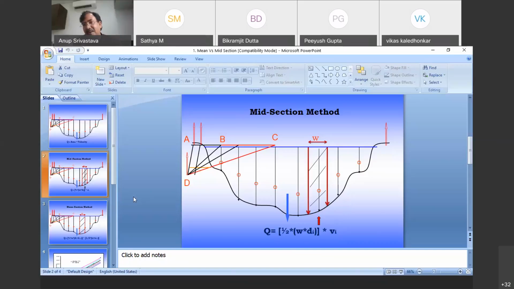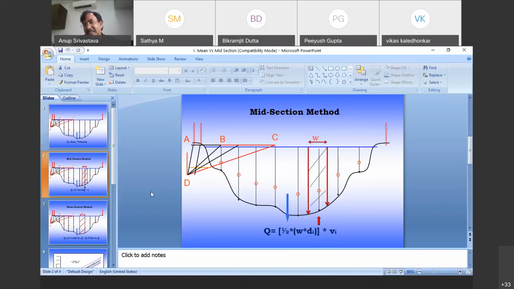The importance of river discharge measurement. How are we going to use these discharge values? Let me again say that whatever we are measuring in a river at a particular cross section is basically raw data, or observed data. It is not a final data.